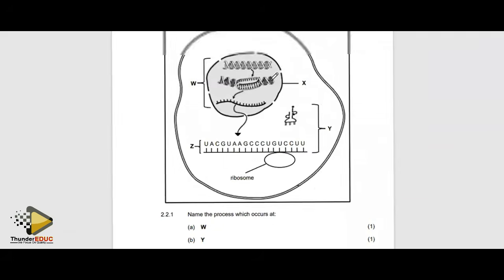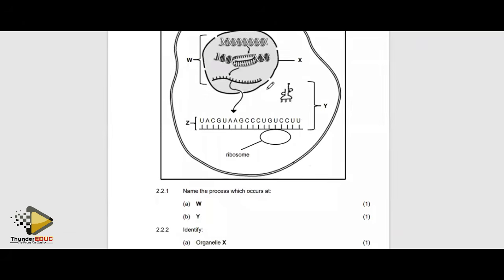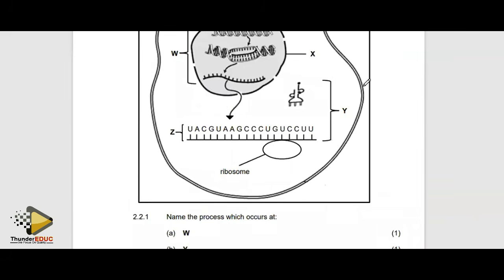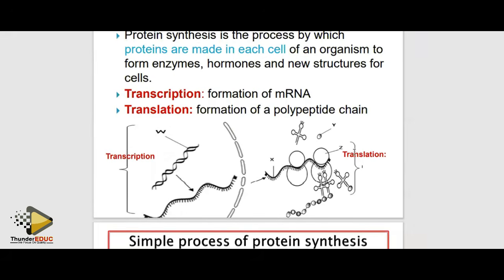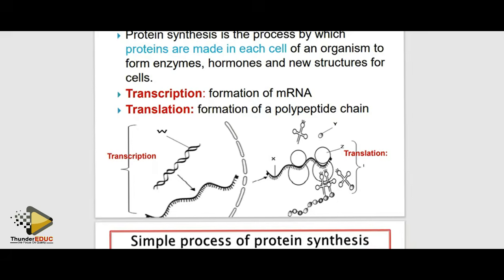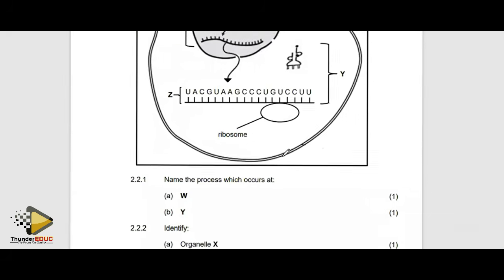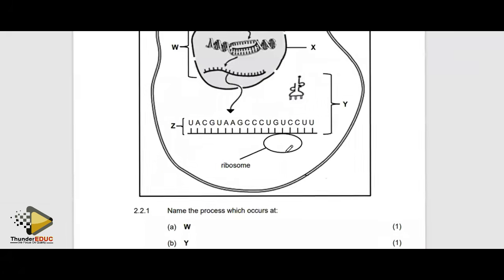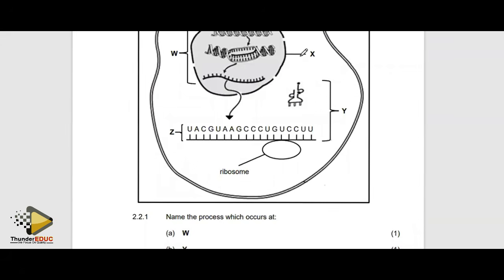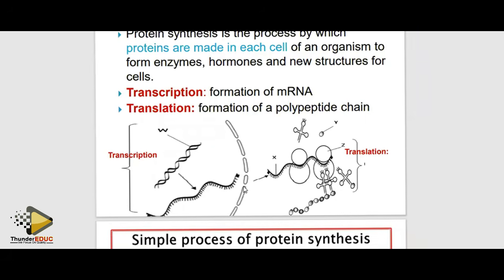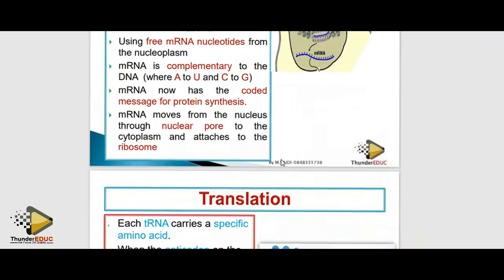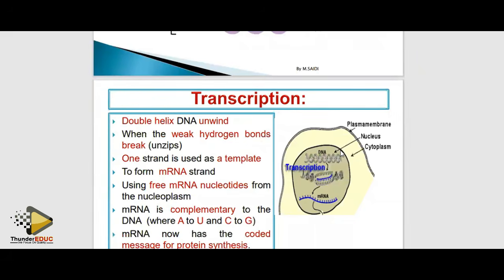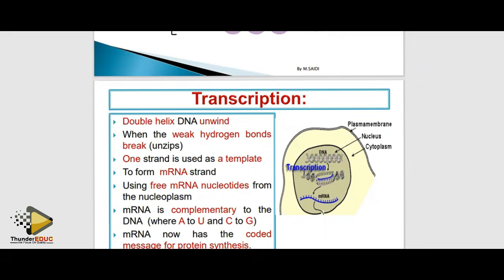Then they're saying, name the process. Obviously, if you have transcription, this one is going to be translation. So they are looking for this, translation. Then they are saying identify organelle X. Organelle X, this wall. If you come here, they are looking for this wall, which is the nuclear membrane.